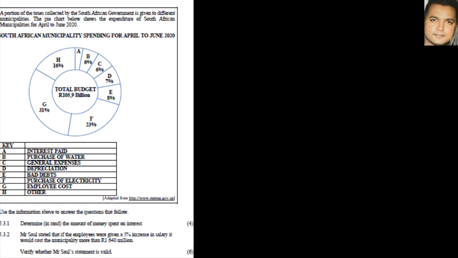A portion of the taxes collected by the South African government is given to different municipalities. The pie chart below shows the expenditure of South African municipalities for April to June 2020. Basically we have a graphical representation here, the pie chart. So the first question, 5.3.1: determine in rand the amount of money spent on interest.